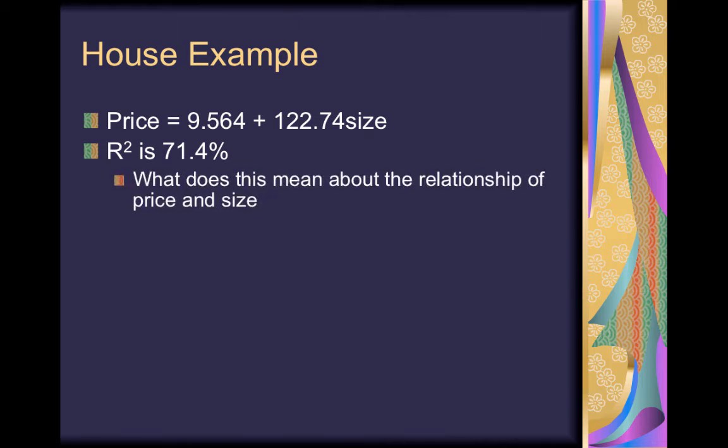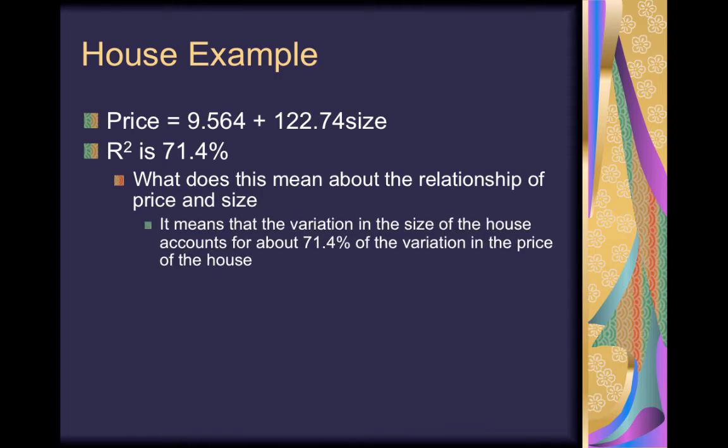So what does this mean about the relationship of price and size? Well, again, our x variable accounts for the variability of y, or the variability of y is accounted for by the variation in x. You can say it either way. So here I have it written as the variation in the size of the house accounts for 71.4% of the variation in the price of the house. So again, the variation in x accounts for a certain percentage of the variation in y.